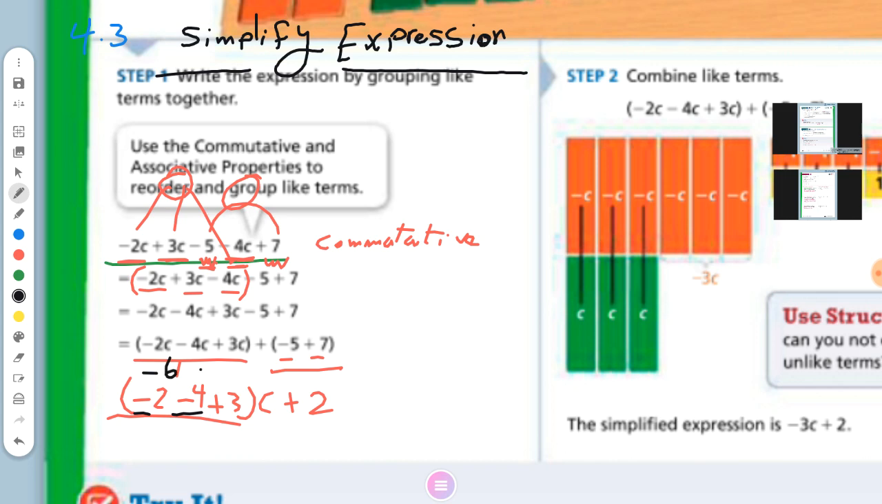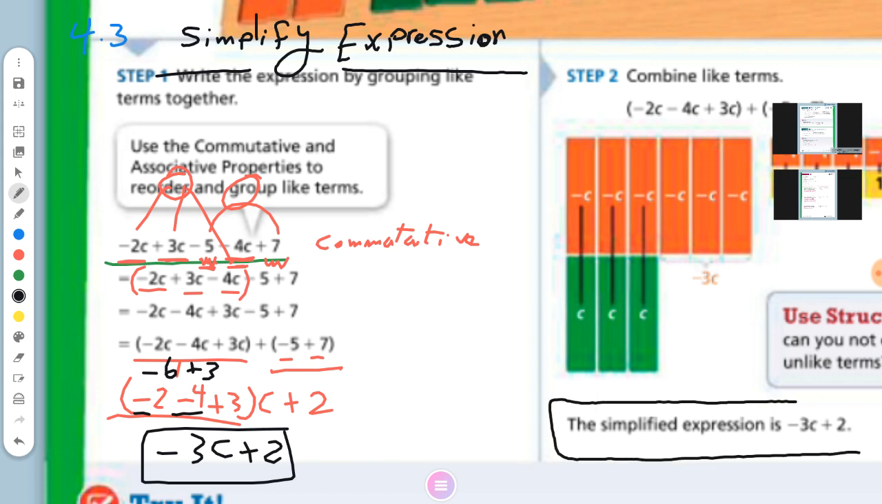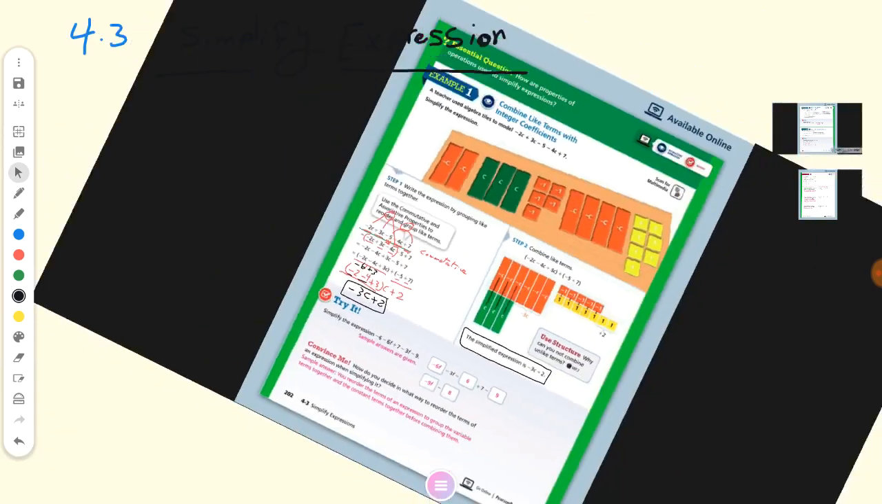Now I have different signs. Sign of big and subtract, so it will be negative: 6 minus 3, 3c, plus 2, and this is the last answer. As you see here, after we finish the expression, it will be negative 3c plus 2. That's it. Okay? Okay. As an application of this, we will solve the right one.